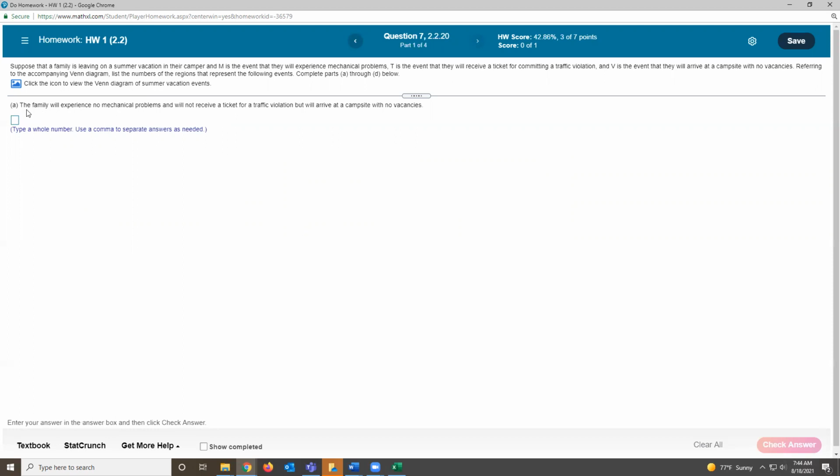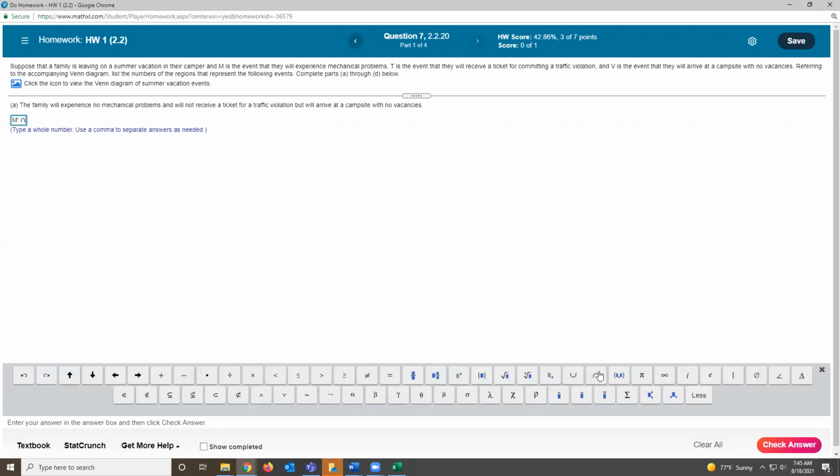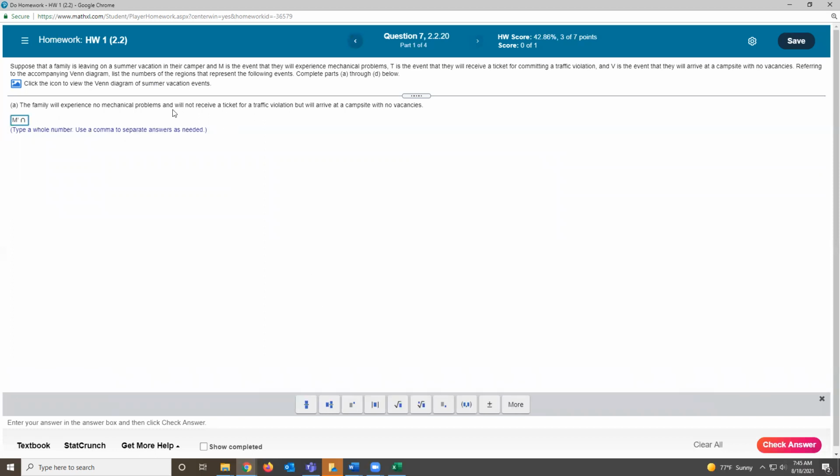Part A: the family will experience no mechanical problems. So experiencing mechanical problems is M. So no mechanical problems will be M complement. No mechanical problems and, now and means intersection, and will not receive a ticket. So receiving a ticket is T. So not receiving a ticket is the complement of T. So T complement.